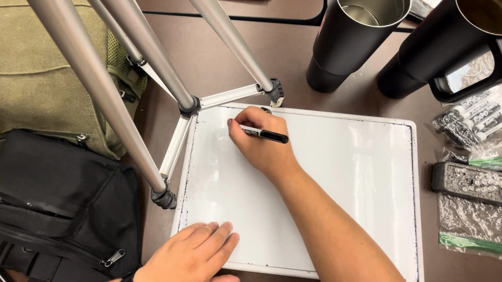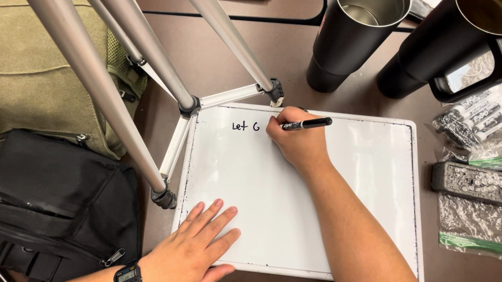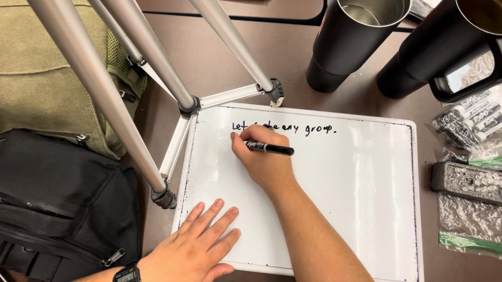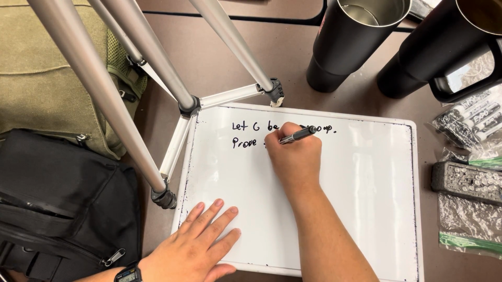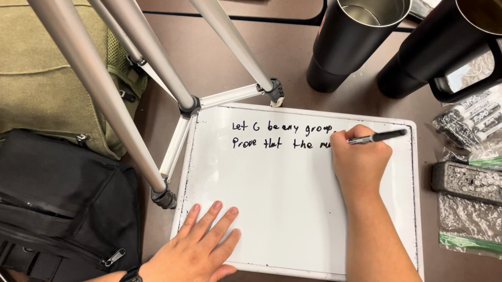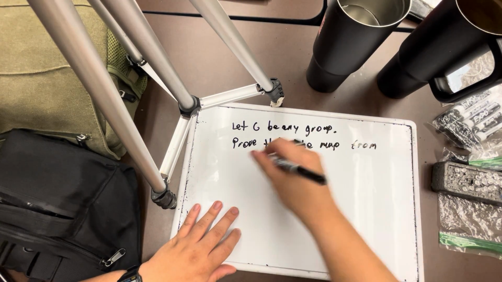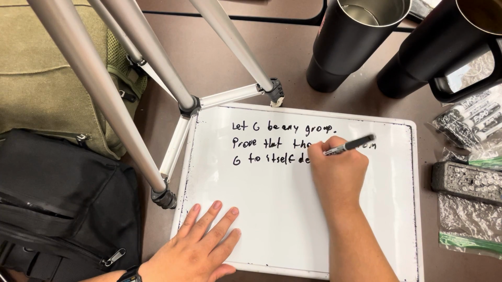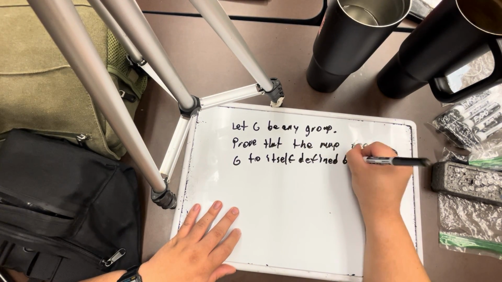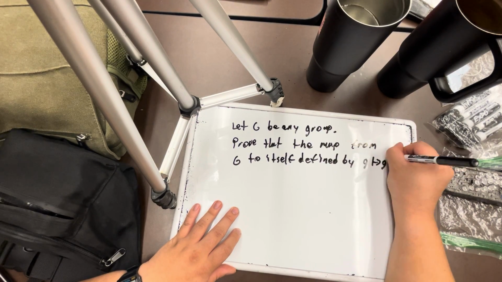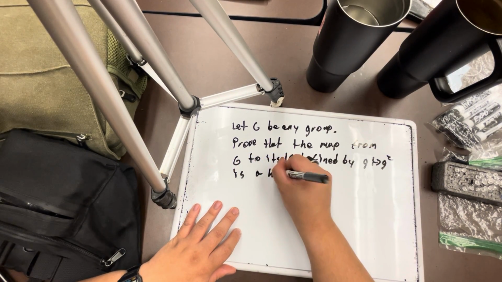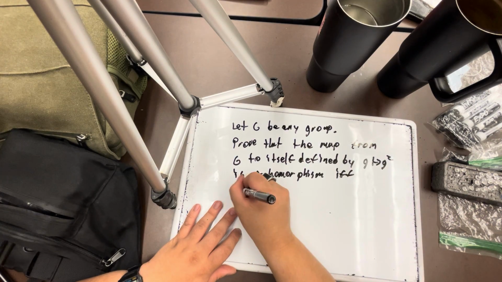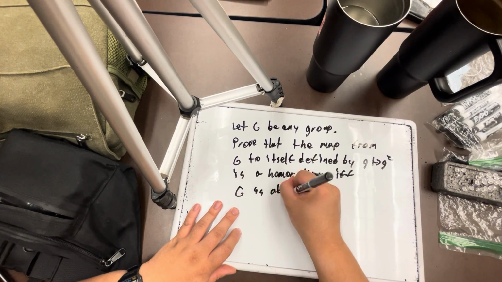So for exercise 18, let G be any group. Prove that the map from G to itself, defined by g to g squared, is a homomorphism if and only if G is abelian. So it's the same thing, it's just we're looking at g squared, right?